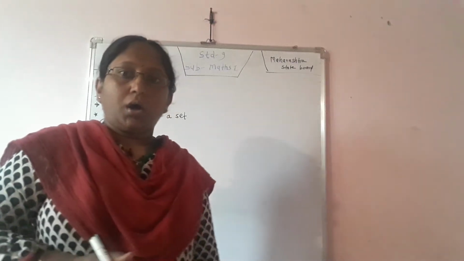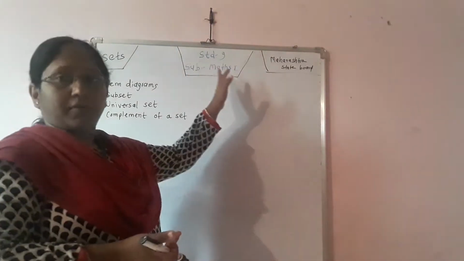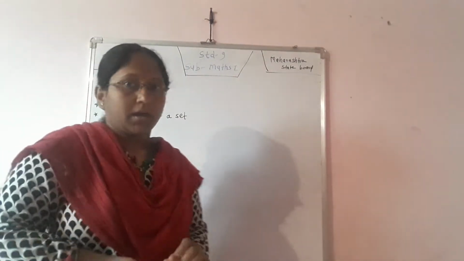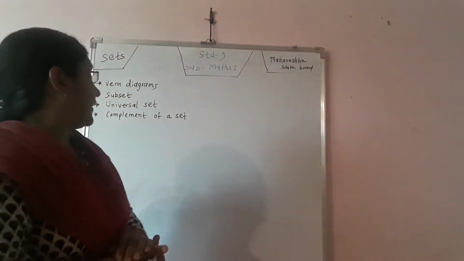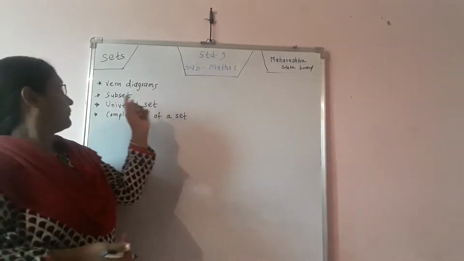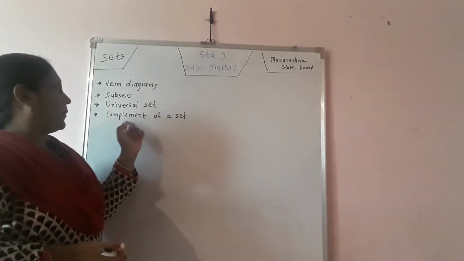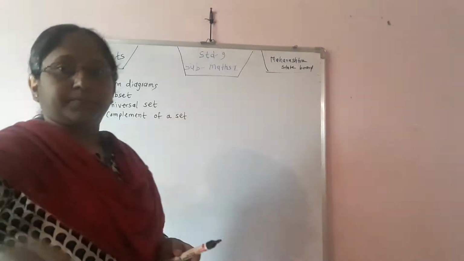Hello student, today we learn 9th standard maths, first lesson number 1, sets. And now in sets we see some points: Venn diagram, subset, universal set, complement of a set. First, Venn diagram.